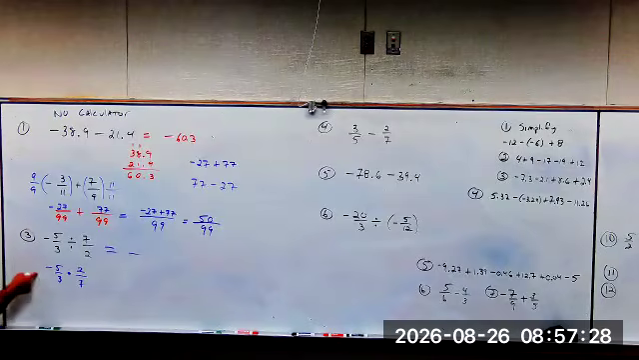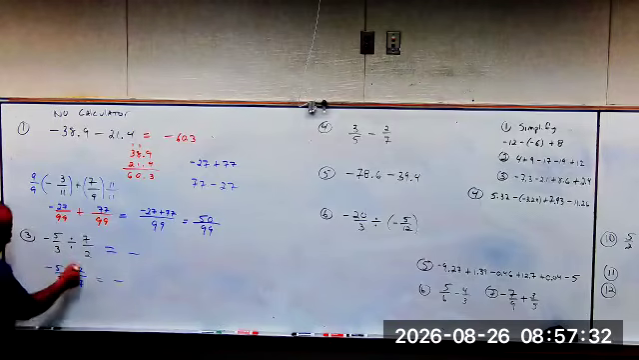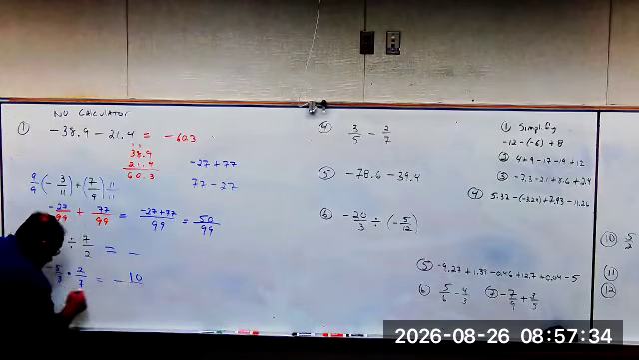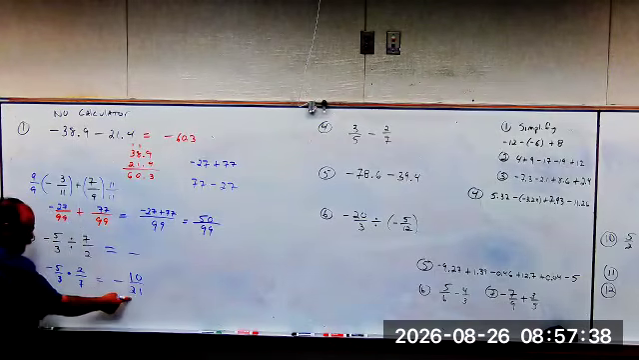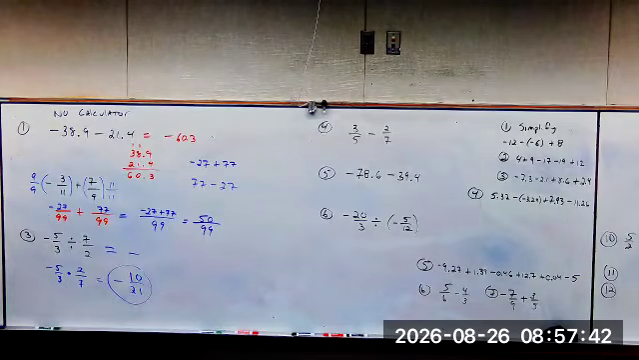So, multiply straight across. The negative times positive is negative. 5 times 2, we get 10. Over 3 times 7 is 21. 2 and 5 are not going to go into 3 and 7, so we get no common factor. That's the final answer.